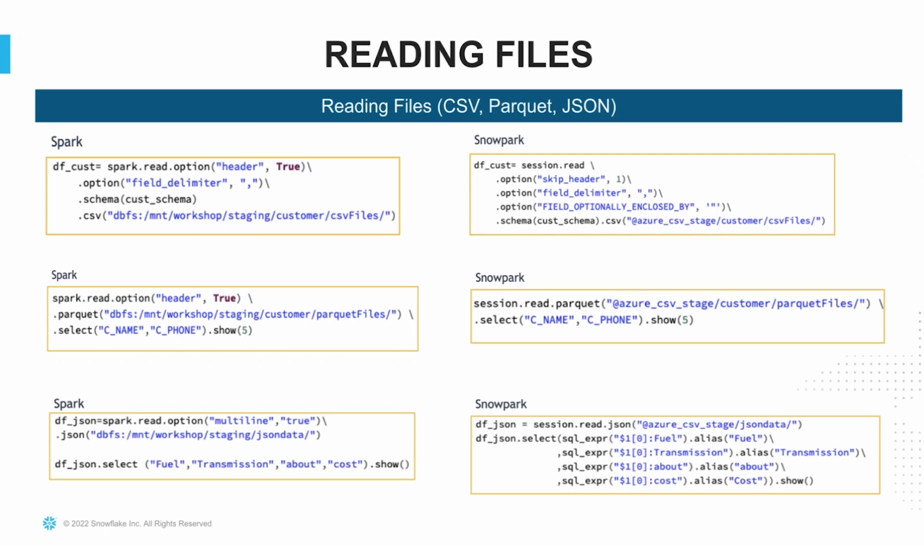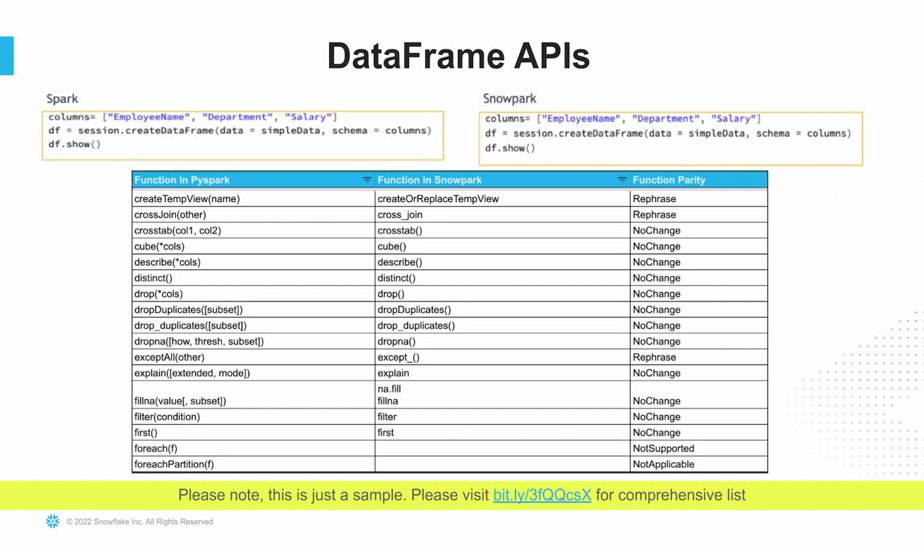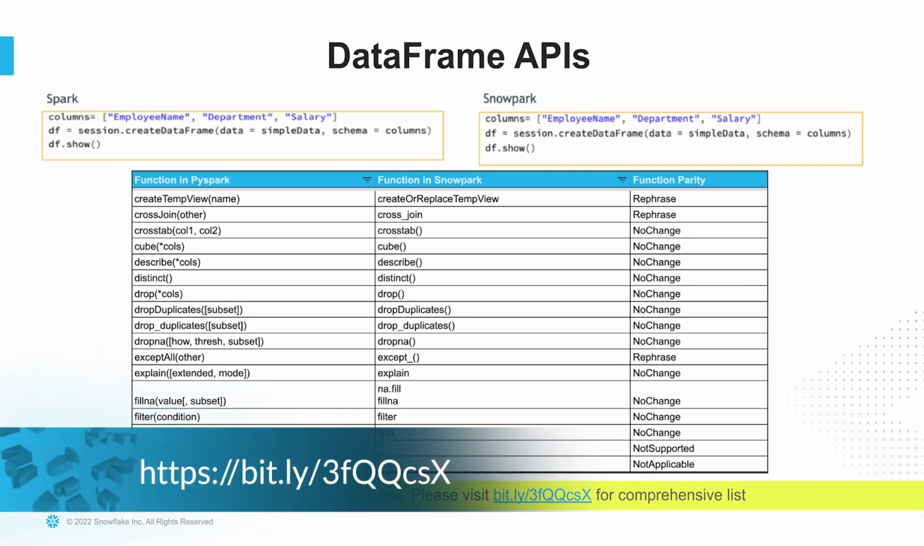Similarly, this slide represents how you read CSV files, Parquet files, and JSON files. You see all the parameters that are there in Spark are supported by Snowpark as well, with slight syntax changes here as well. The same goes for writing files, which is slightly different from Spark. And we have also captured all these DataFrame APIs in a mapping document.